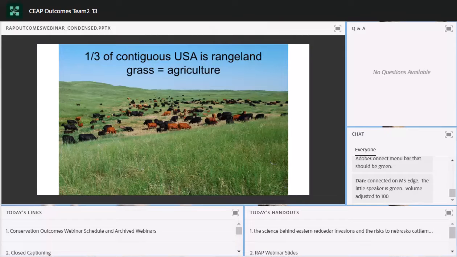The other thing we need to recognize is when we think of agriculture, a lot of the times we think of crops or we think of tractors. But on western rangelands, grass is the foundation to rangeland agriculture. And instead of that grass being harvested by tractors or combines, that grass is harvested through animals, livestock.